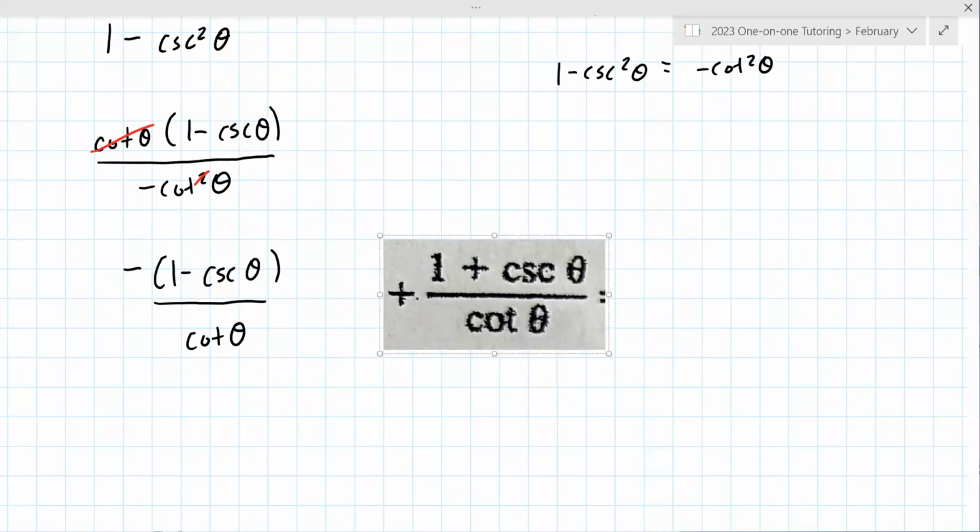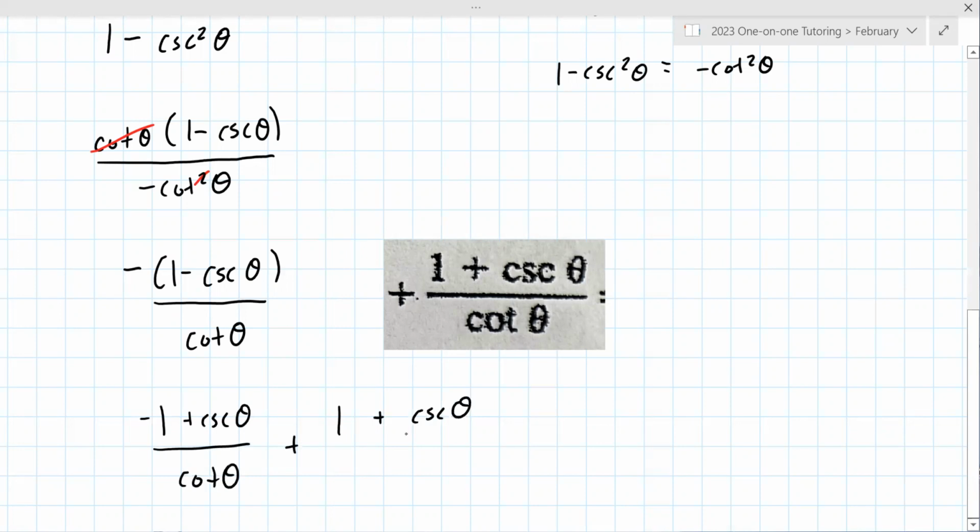So what should we do next? Where are you kind of thinking? Can you distribute the -1? Yes. So it'd be -1 plus cosecant theta over cotangent theta plus 1 plus cosecant theta all over cotangent theta.